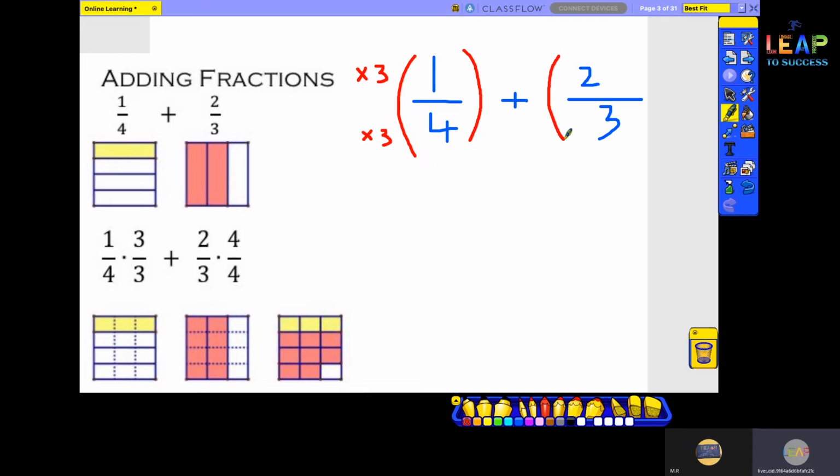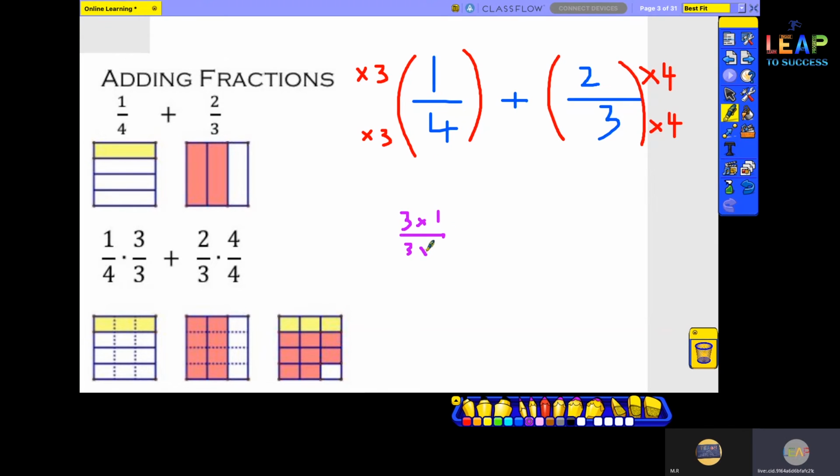Now, again, if we move on to the next fraction, we multiply by the opposite denominator here, which is 4. So we multiply the top number by 4, and we multiply the bottom number, which is the denominator, by 4. Now, let's put this into practice. So we've got 3 times 1. So we write 3 times 1. And then we write 3 times 4.